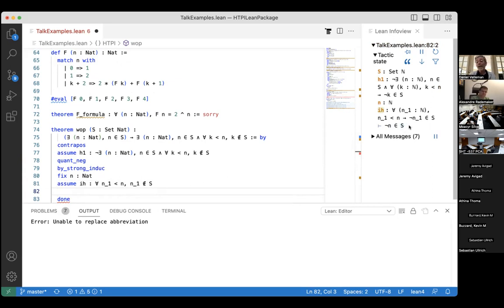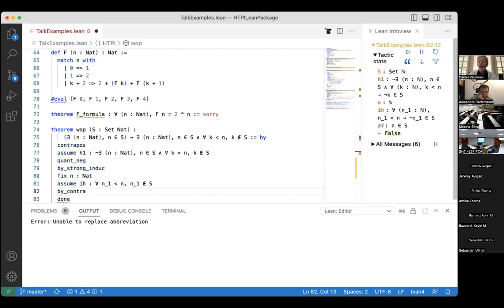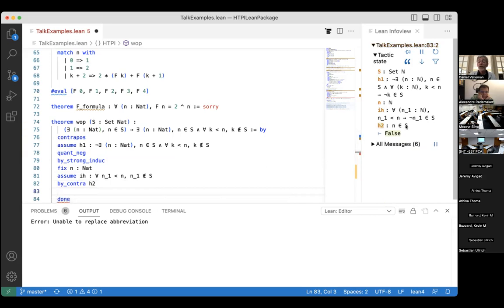Again, I have a negative statement. This time, there's nothing I can do to re-express it as a positive statement. And so often the way to deal with a negative statement, if you can't re-express it as a positive statement, is to do proof by contradiction. So I'll give a name to the assumption that n is in S, and what I have to prove is false. In other words, I have to reach a contradiction.